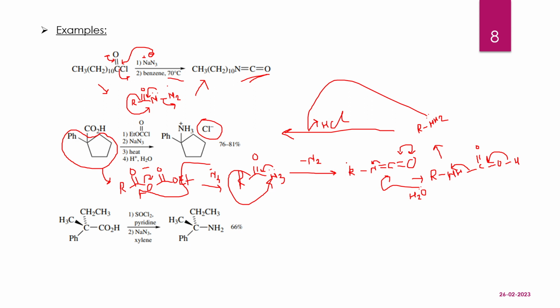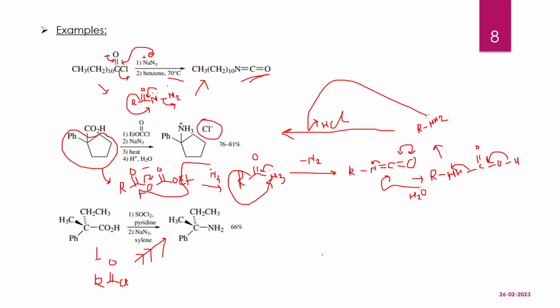In the similar way, the similar thing will happen. This is thionyl chloride. Everyone knows thionyl chloride is a chlorinating agent. So first, what will form? This will chlorinate it first, so we'll get the acyl chloride first. Then when N3 minus will add, we will get the acyl azide, and with the similar mechanism, we'll get this product.